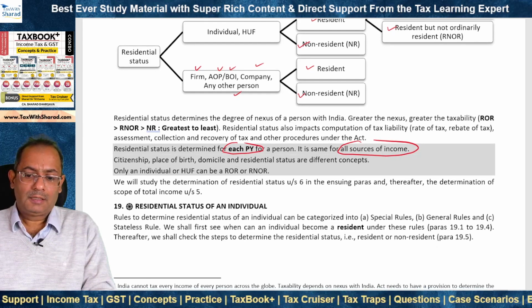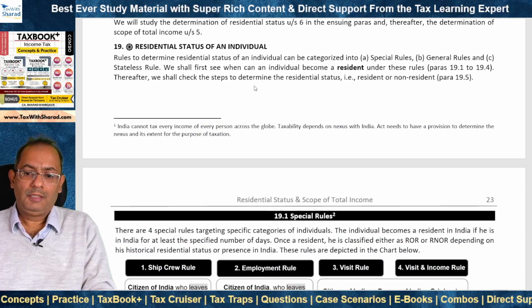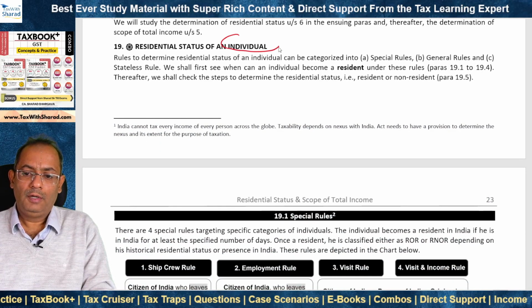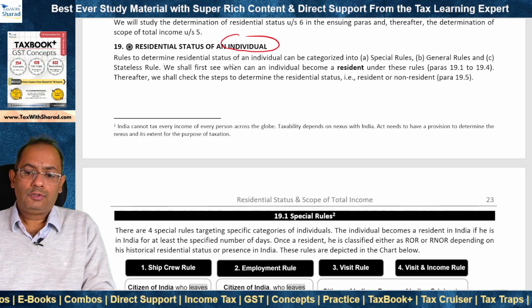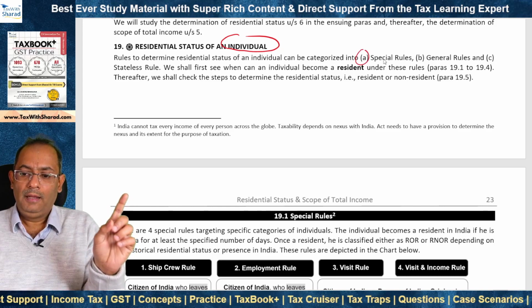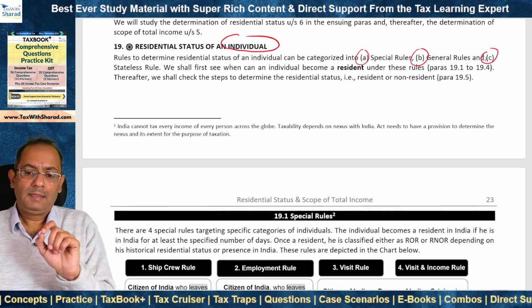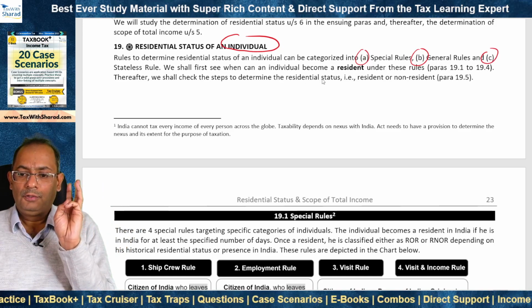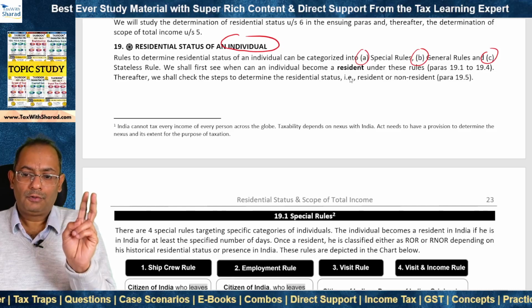Now we will first revise the provisions regarding residential status of an individual and then we will move on to other categories of persons. Rules to determine residential status of an individual can be categorized into A. Special rules, B. General rules, and C. Stateless rule. So there are three categories of rules: special rules, general rules, and stateless rules.